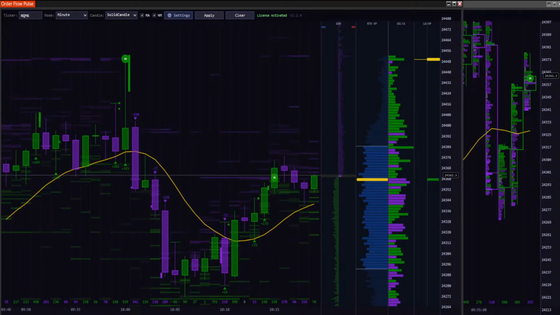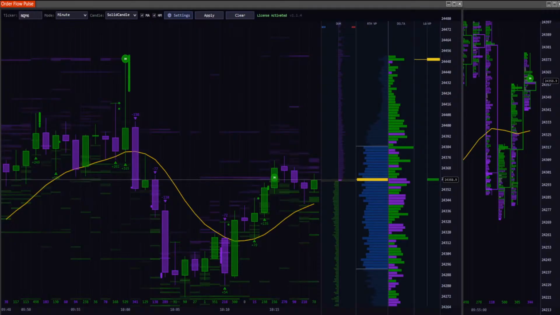All right, we've got a micro pullback, but that previous candle was 218 on the delta. We got some offers sitting here. We got the moving average sloping upwards. We don't have any big trades coming in. Delta of 130, 150 needs to keep moving up. We need to get through them offers right there.